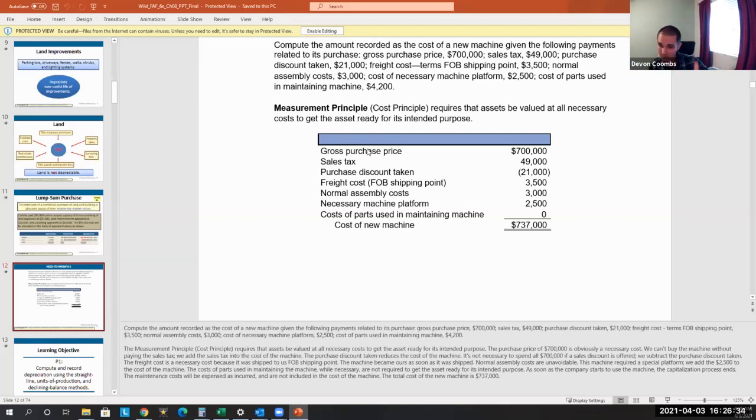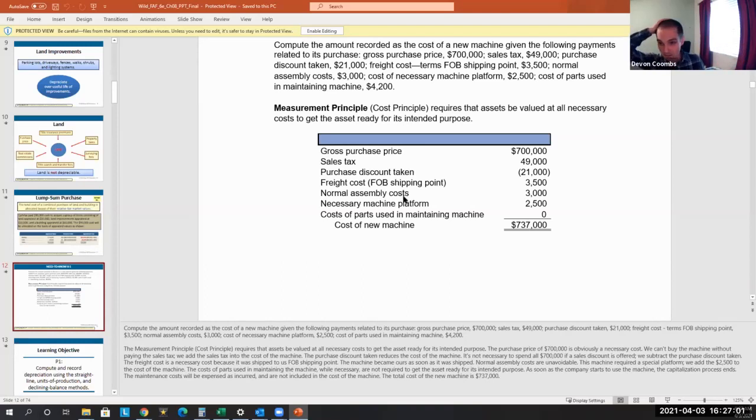What do we include? Well, we definitely include the gross purchase price, because all we're asking is what is required. What can't we avoid paying in order to use this machine? Well, we have to pay the purchase price. We have to pay the sales tax. Government's not going to let us get away with that, so that's included. The purchase discount taken, we would reduce our price by that, right? We got a discount. We can't include that in the acquisition price. The freight cost, because it's FOB shipping point. If it's FOB destination, we don't include it, right? It's our freight cost that we're incurring.